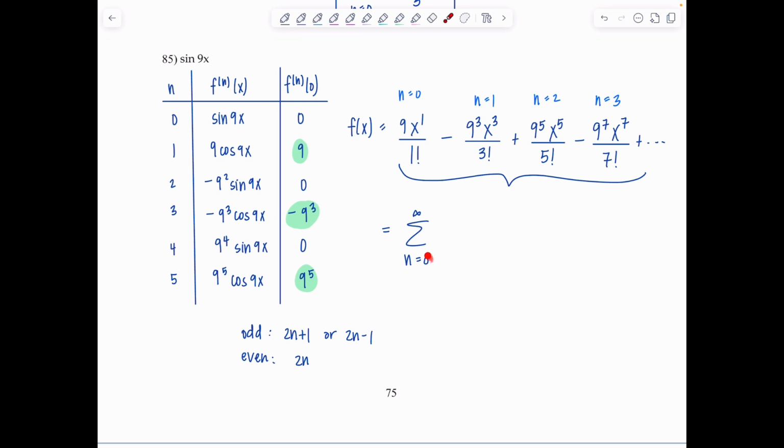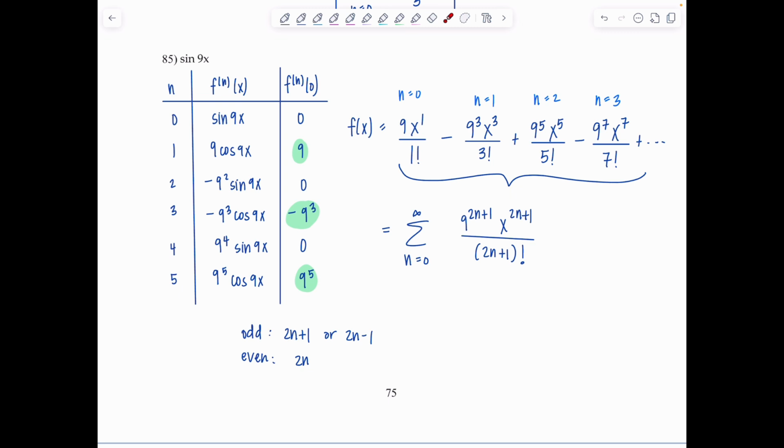So if I'm starting at n equals 0, then I'm going to represent all of the odd powers as 2n plus 1. Because you're going to have 9 to the 2n plus 1. X is also raised to the same power. And I have the same factorial in the denominator. See? And if n is 0, 0 plus 1, 9 to the 1st, x to the 1st, 1 factorial. If n is 1, this is 9 cubed, x cubed, 3 factorial. N is 2, 9 to the 5th, x to the 5th, 5 factorial. So just put this to memory here.